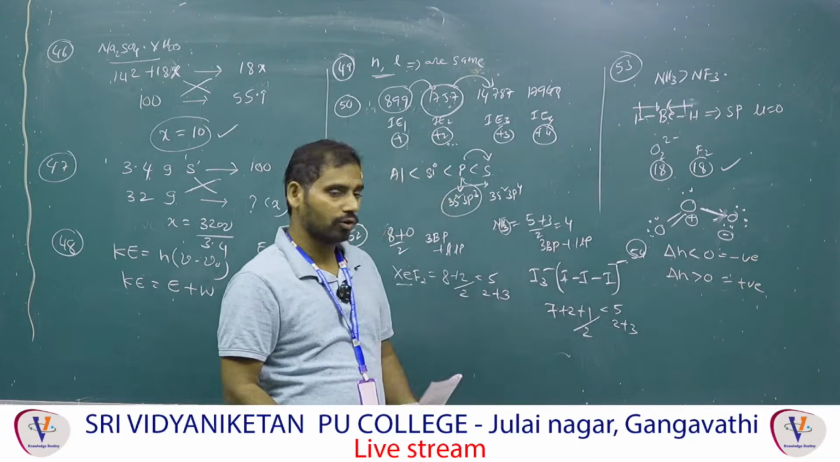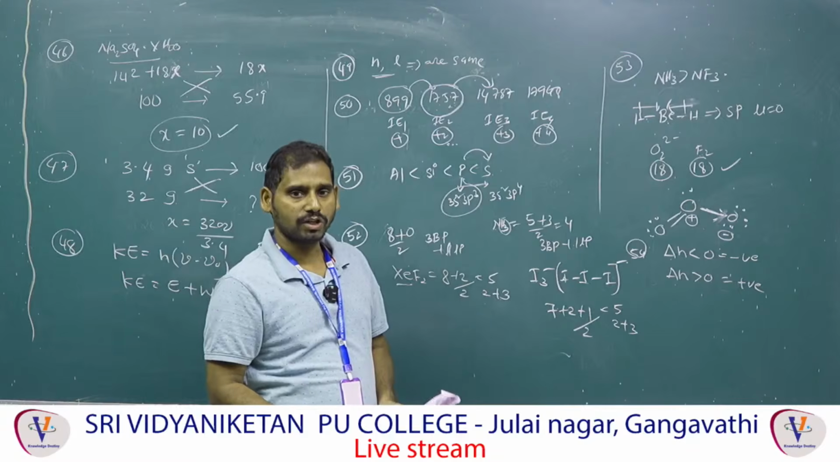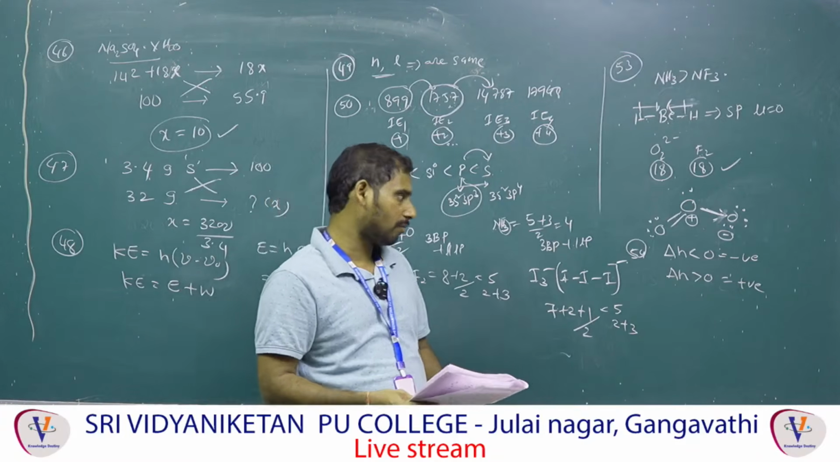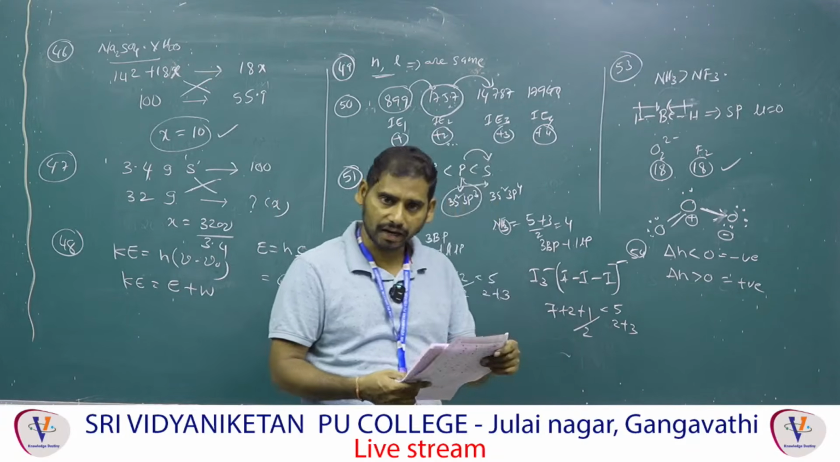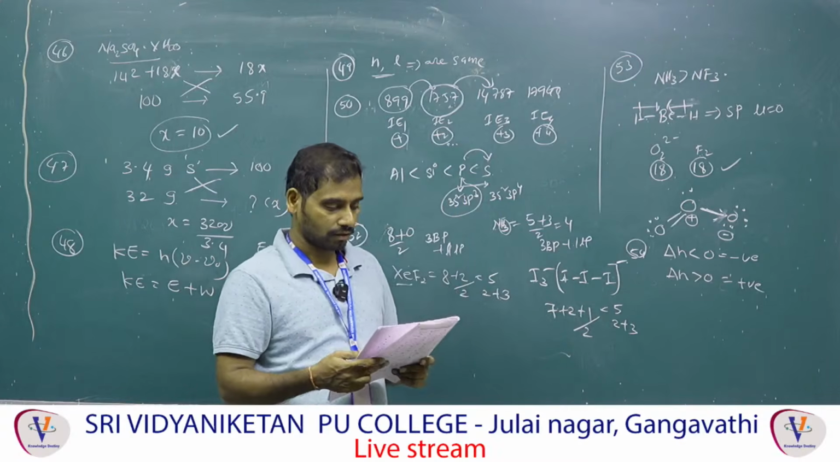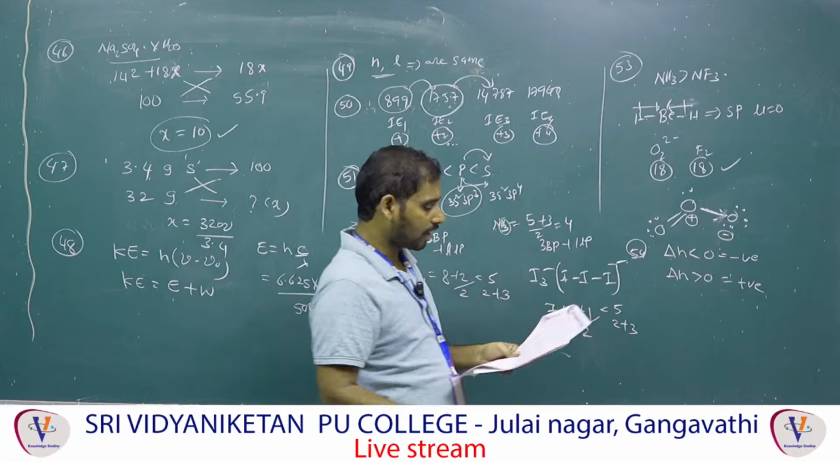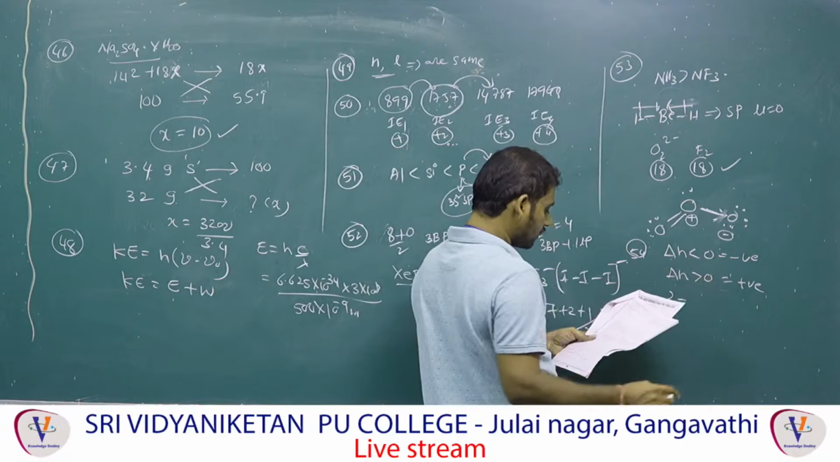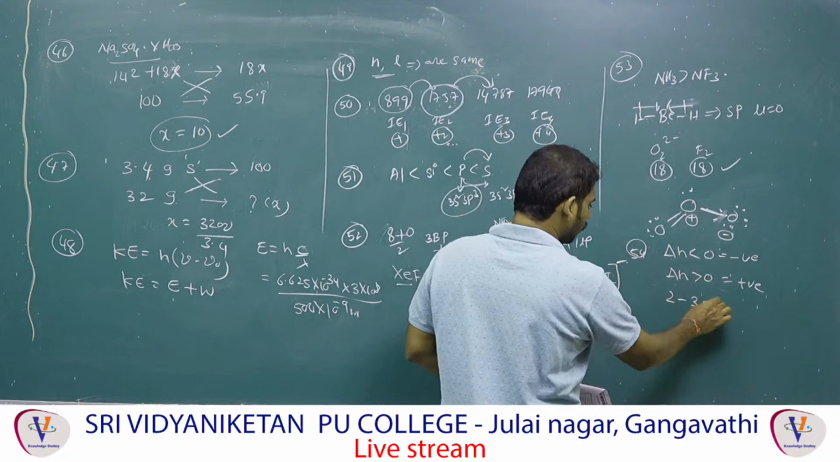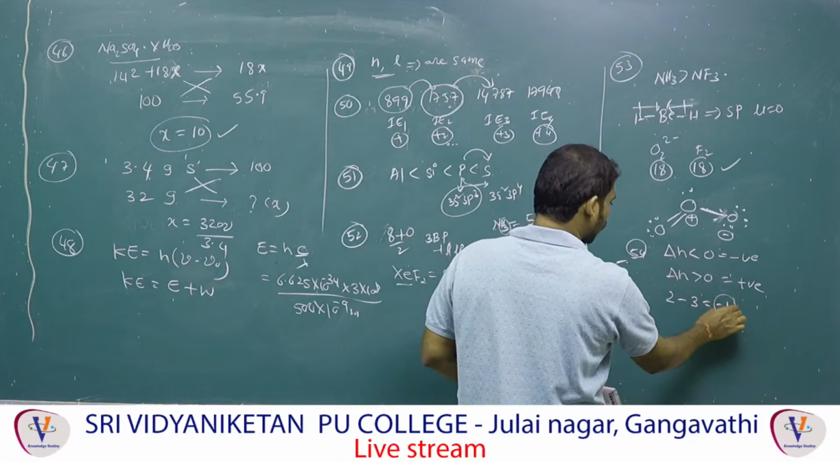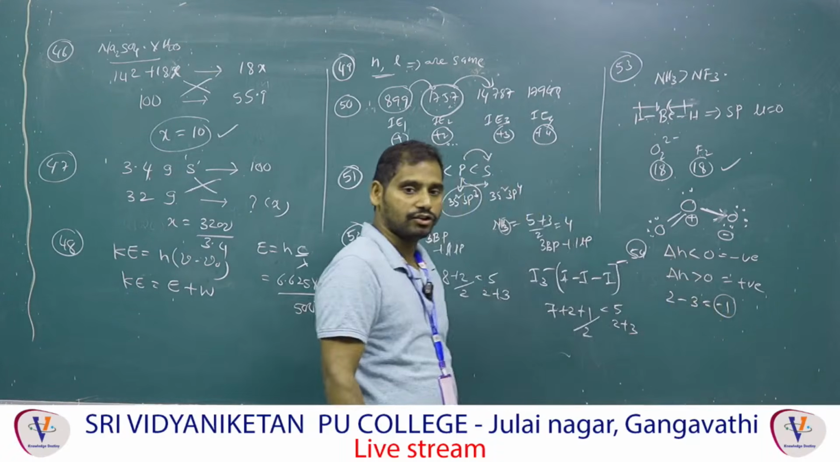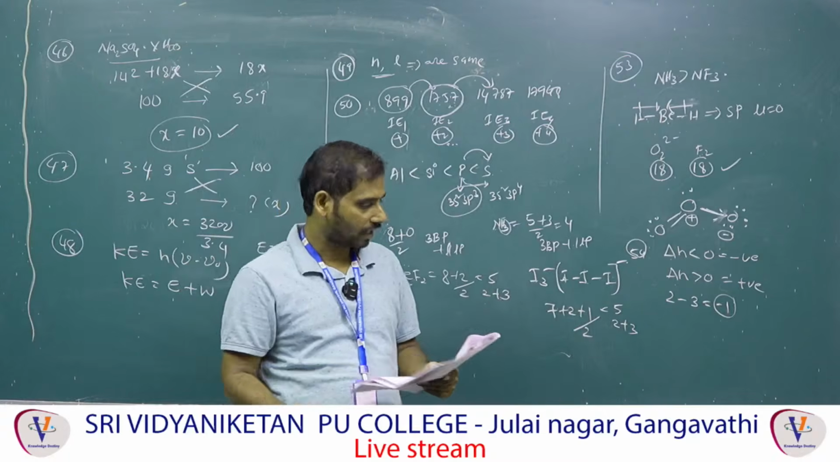Delta n, how to find out? Number of moles of gaseous product minus number of moles of gaseous reactant. Only gases. See the third option. Gaseous products are 2, reactants are 3. 2 minus 3 is minus 1, so delta n is less than 0. That is the negative. Next one.